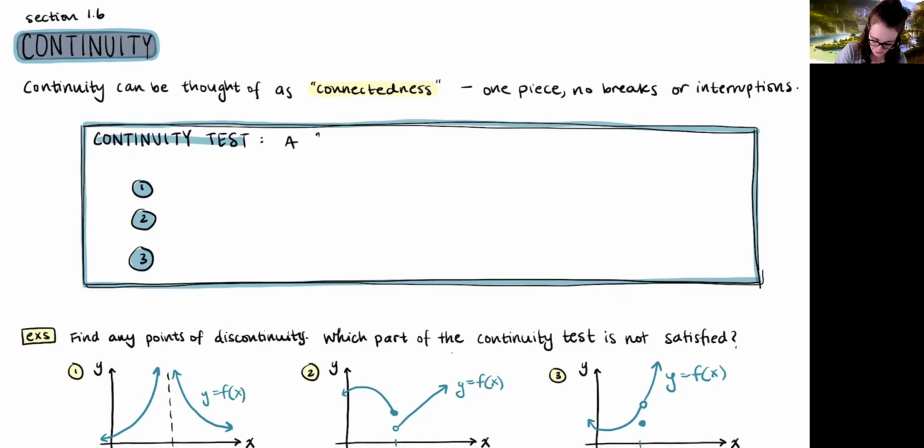We say that a function, f of x, is continuous at a point x equals something. So I'll just use x equals c. If and only if the following three conditions, all of them, are true.